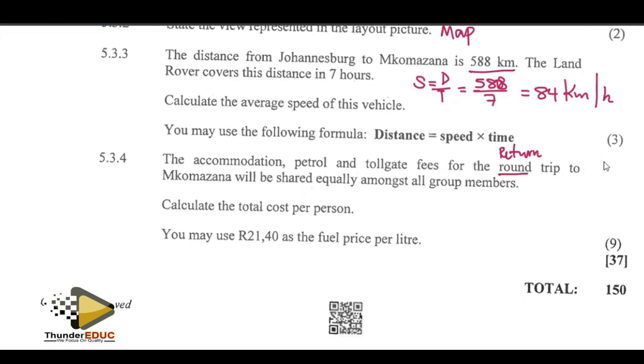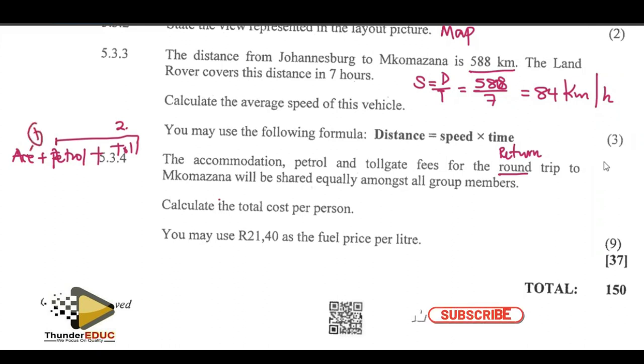So which values are we going to multiply twice? Because there are some values. For example, the toll gates: when you're going, you pay, then as you come back, you also pay. The petrol fee, we need to find out how much they paid for petrol. That's times two also. Accommodation is once off. So we are going to say accommodation, petrol, and toll gate. The petrol and toll gate we need to multiply by two. Accommodation is once, because once you're there, you sleep once and you come back.